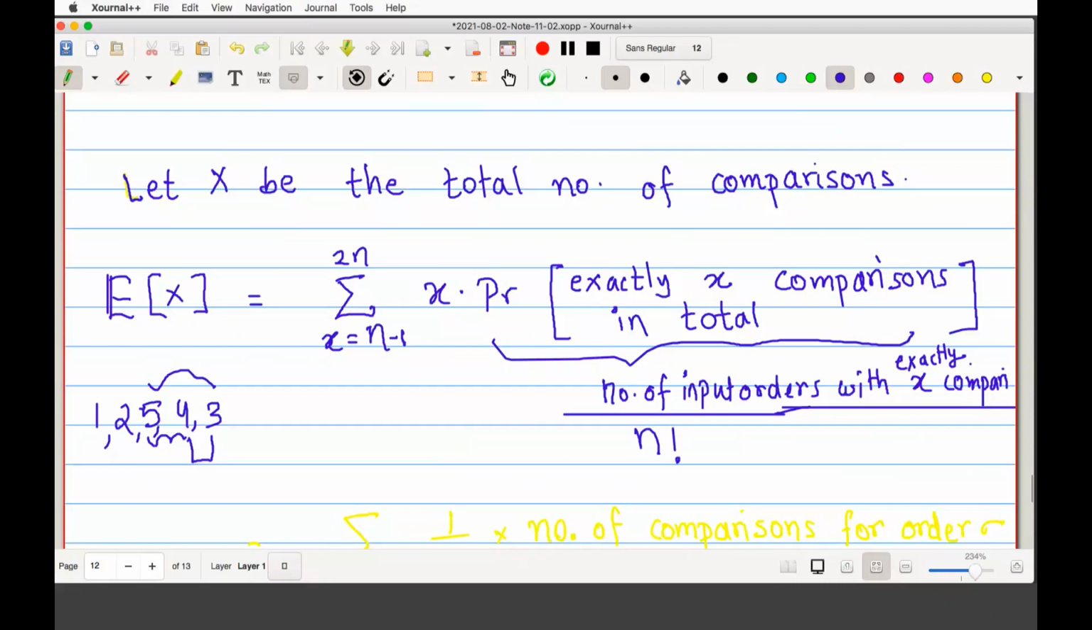It seems the problem is similar to putting the derangement elements. Okay, so we can think about whether we can connect the number of input orders with exactly X comparisons with the number of input orders with exactly X elements sitting at the right place. Let's think about it offline, maybe. I'm not sure if it's really connected. So any other ideas on this?